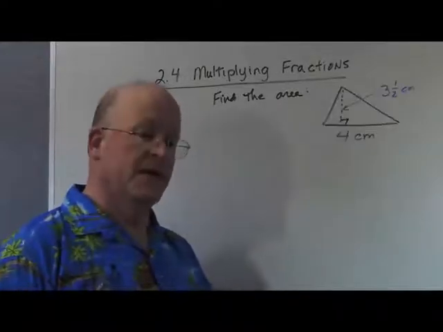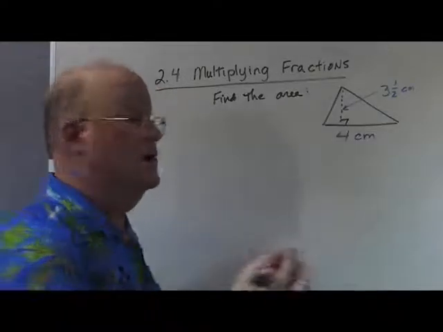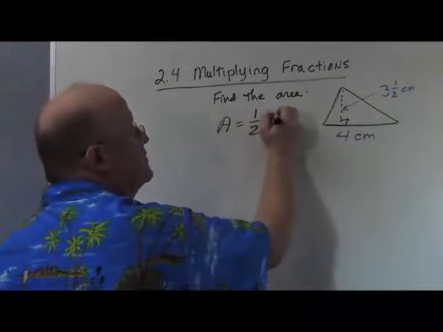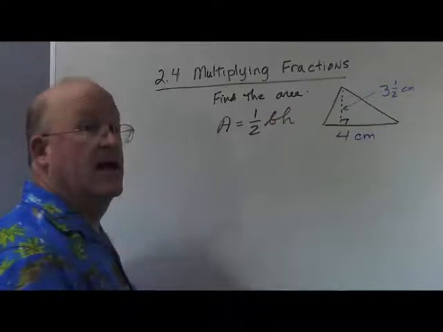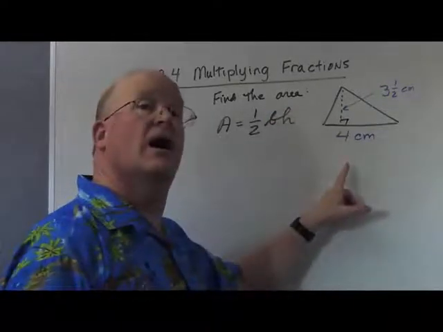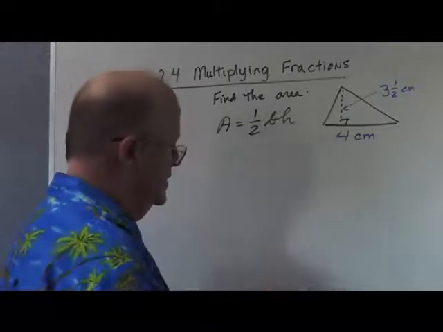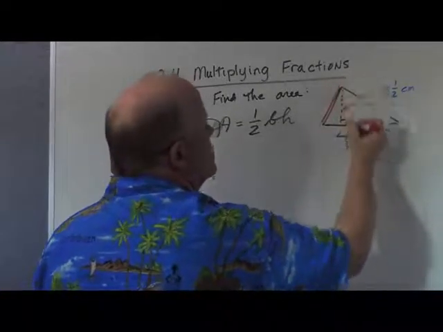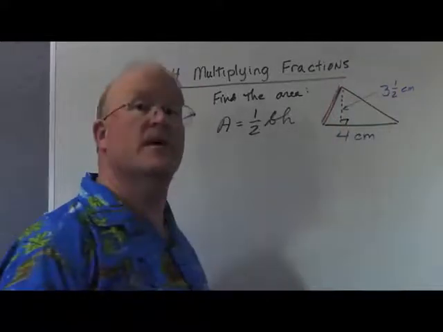Now let's find the area of this triangle. The formula for the area of a triangle is 1/2 base times height. And you've got to be very careful with triangles that you have the true height here. Do not get it confused with the slant height here. Okay, you always want this height straight up from the base.